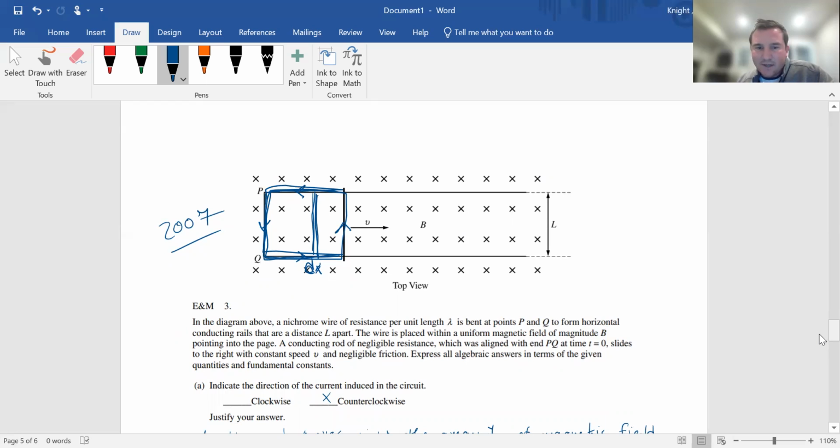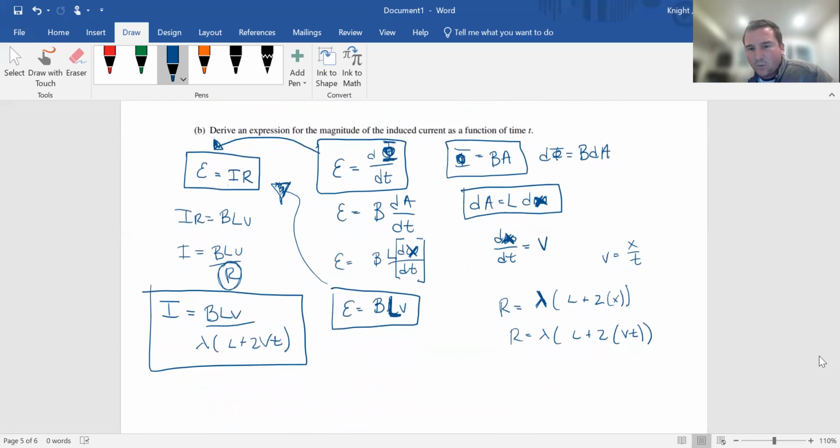The rod doesn't have a resistance. It says that it's negligible resistance. So it's just these three sides. So L for sure is part of the length. And this distance here, I'm going to call it X, right? We already used X for these little distances. So we'll get lambda times L plus 2X, will give us the resistance.